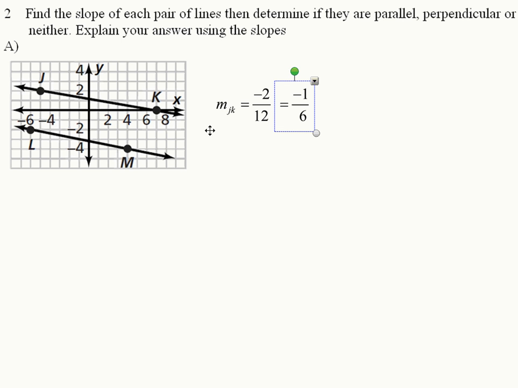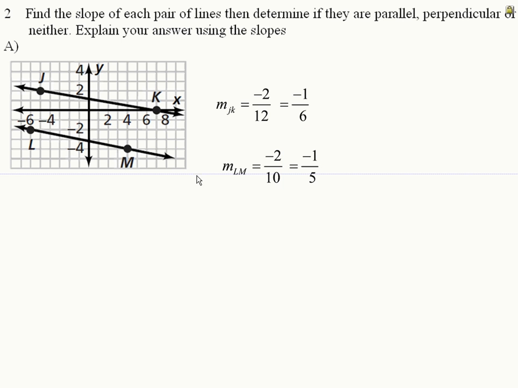Okay, now we can find the slope of line LM the same way. It's going to have a negative slope, so we count how many units it goes down and over, and it goes down 2 units and it goes over 10 units. And so the slope is -2/10, or we can reduce it to -1/5.